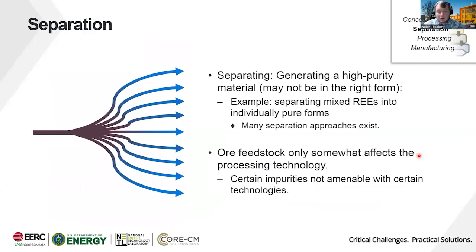For separation, here we're generating a high purity material, separating out all the other constituents in that concentrate. And typically a number of separation approaches exist, but this is all still hydromet technology typically. Every now and then, some pyromet and electrometallurgical technology exists, but it's primarily hydrometallurgy for the world. And the ore feedstock really only somewhat affects the processing technology. Some impurities, like I mentioned, in electrometallurgy, some impurities won't work, but typically anything will work.